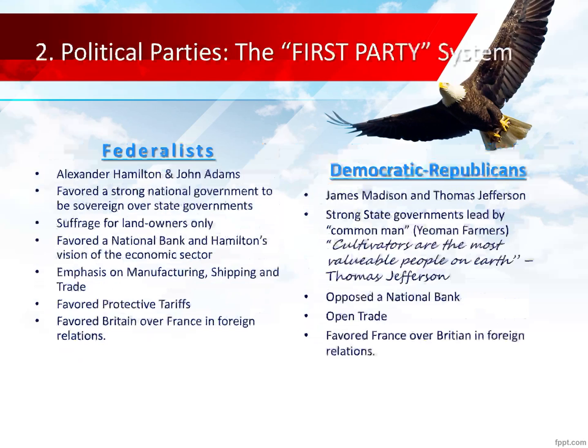He is quoted as saying, "Cultivators are the most valuable people on earth." And cultivators are farmers. They are cultivating crops. They're cultivating livestock. He opposed a national bank. They believed in open trade, so they wanted low tariffs. And they favored the French over the British in foreign relations. And so this is going to be a major difference.